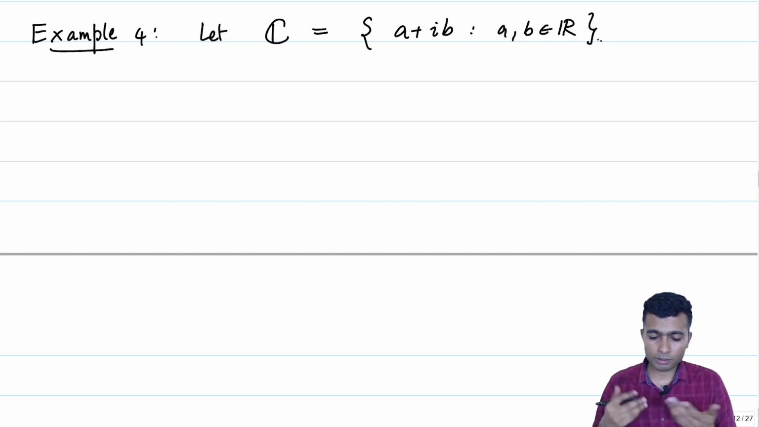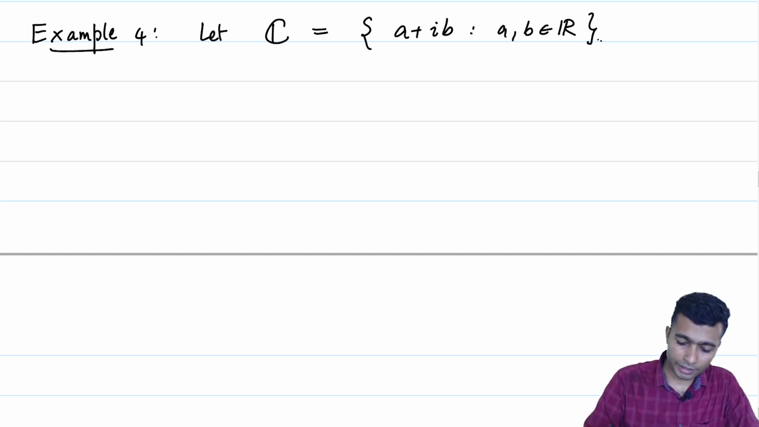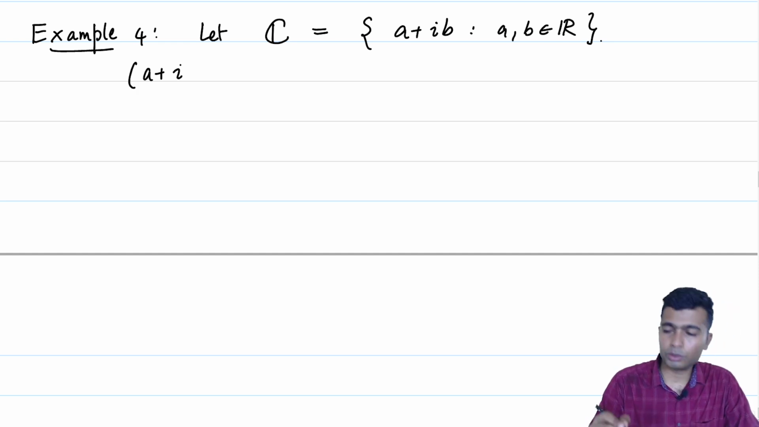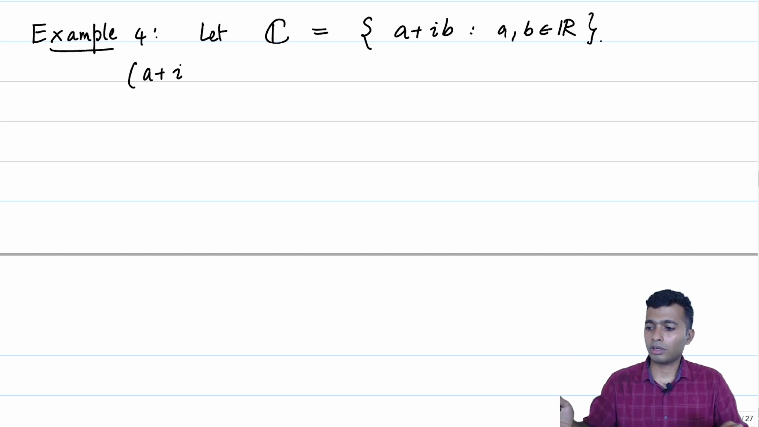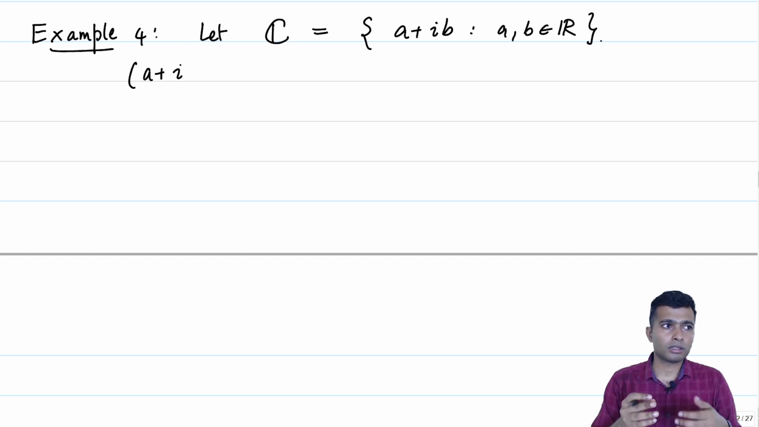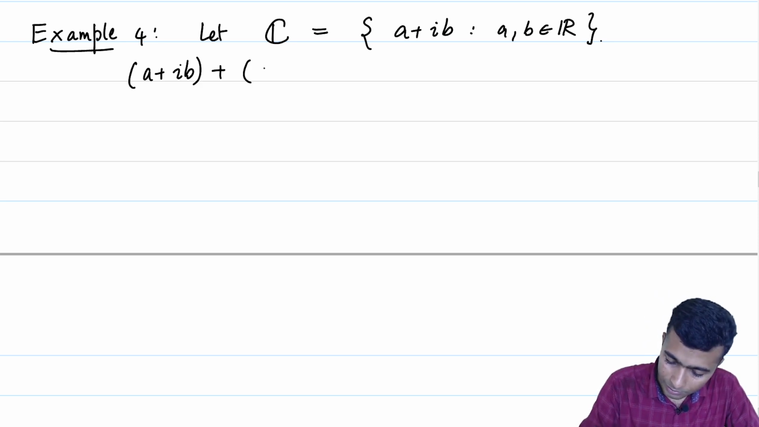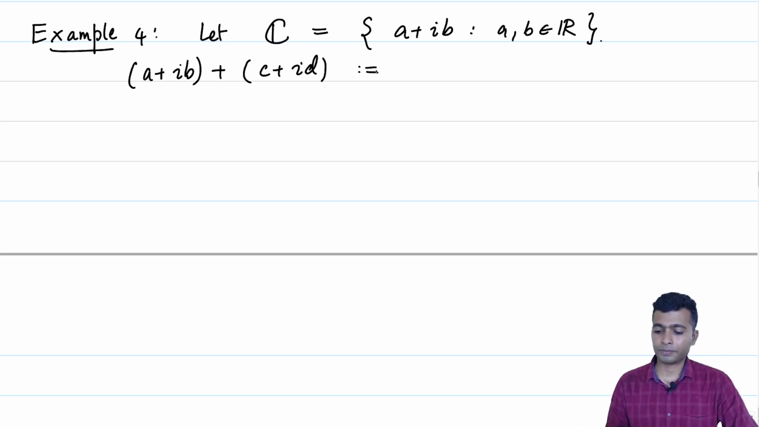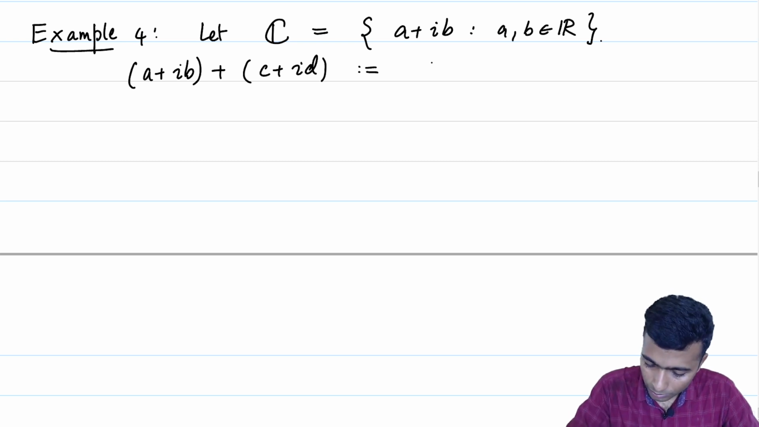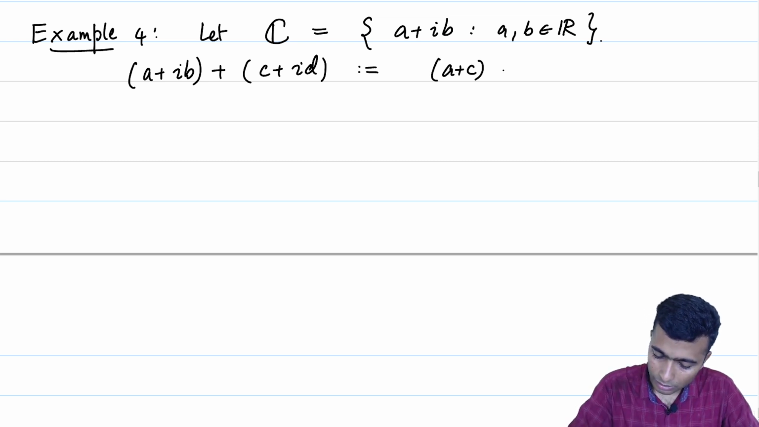If you have seen some operations on complex numbers, which we have not defined in this course, you might have seen that if you take say 2 plus 3i, and 4 plus 6i, and add them, you will get 6 plus 9i, right? We will do it component-wise in some sense. So (a plus ib) plus (c plus id) is defined as (a plus c) plus i times (b plus d).